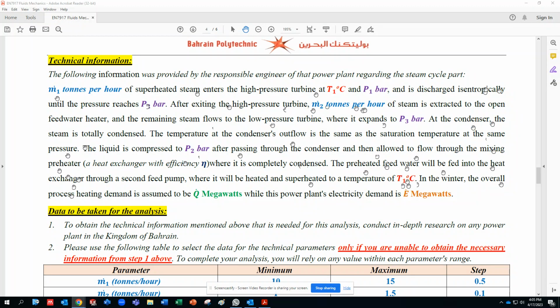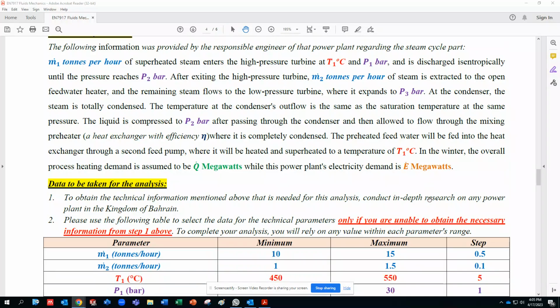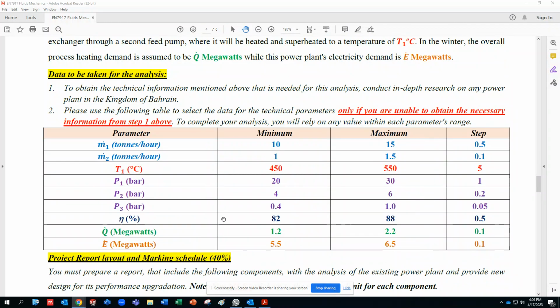In the winter, the overall process heating demand is assumed to be Q dot megawatt, while this power plant electricity demand is E dot megawatt. So, these two should be taken from the company visit, or from their company website, or some other sources, or you can take from this table.